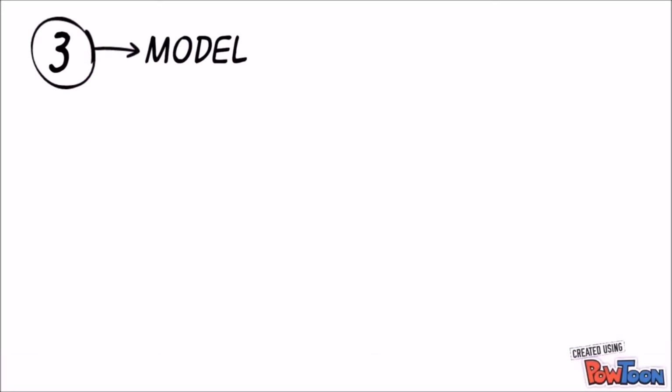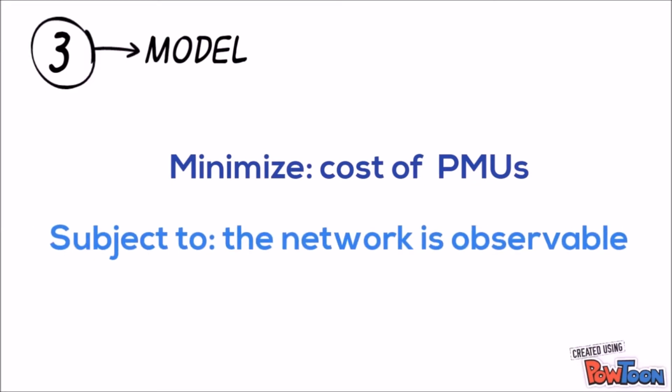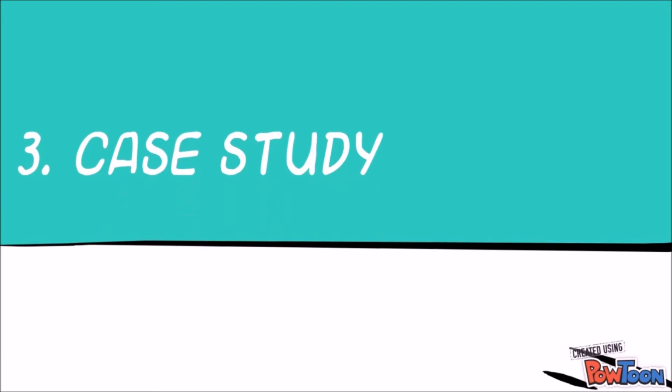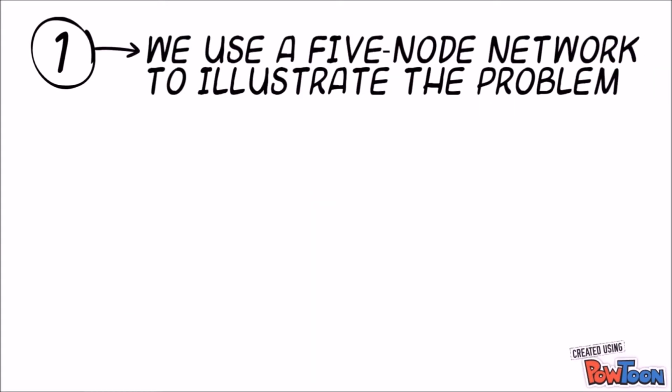Thus, our model looks like this. Our objective function is to minimize the cost of PMUs, or the number of PMUs in the system, while satisfying the constraint of network observability. To formulate it mathematically, we'll take the example of a 5-bus system. In this system, each node can have a PMU at its location.